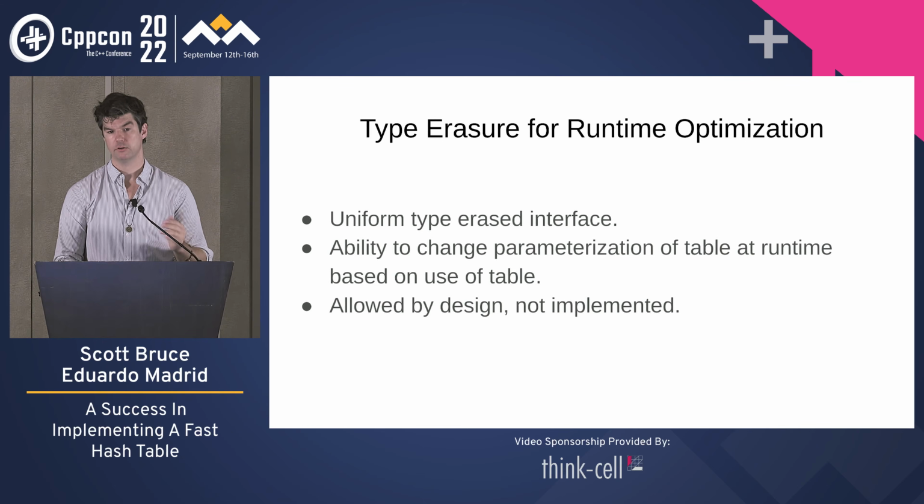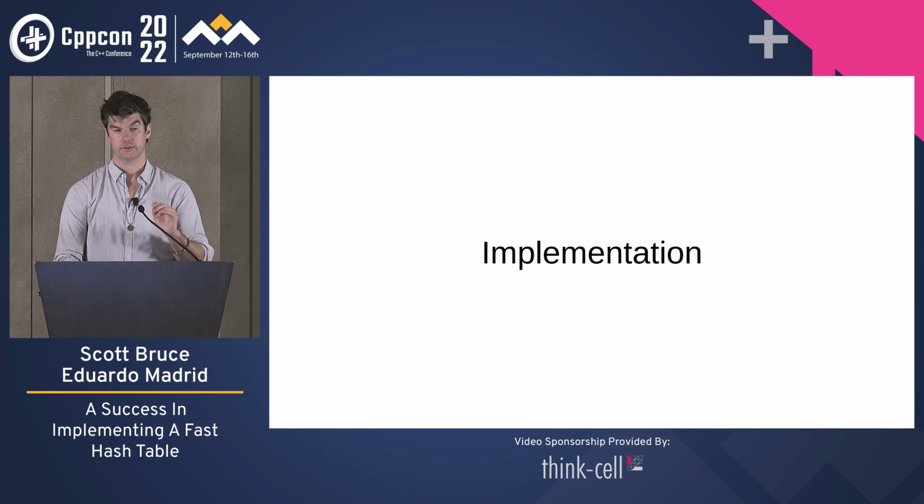Our final design goal is to have type erasure during runtime so that we can dynamically switch out the implementation that you're using, without you noticing, for better performance based on observed behavior of your table. This is not implemented yet, but it is possible. So now we'll talk about our implementation details. I have about 10 slides here.